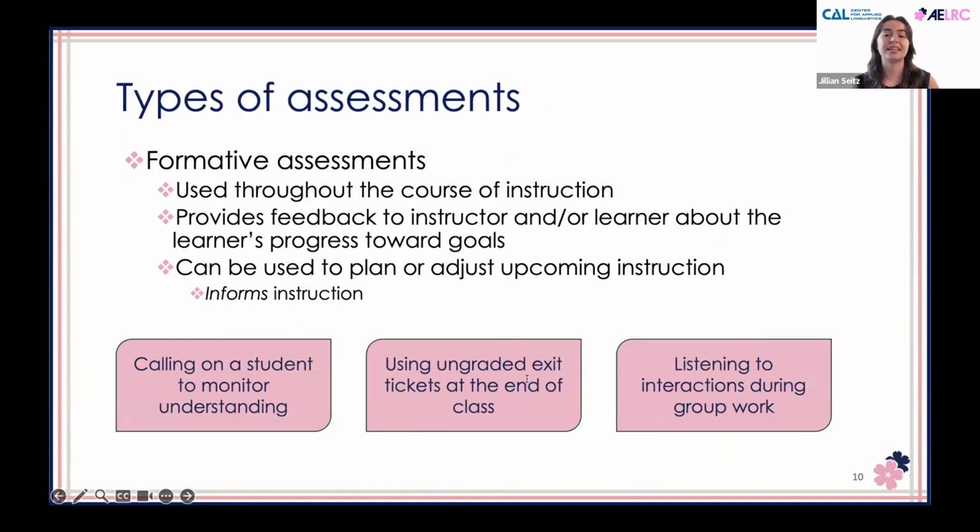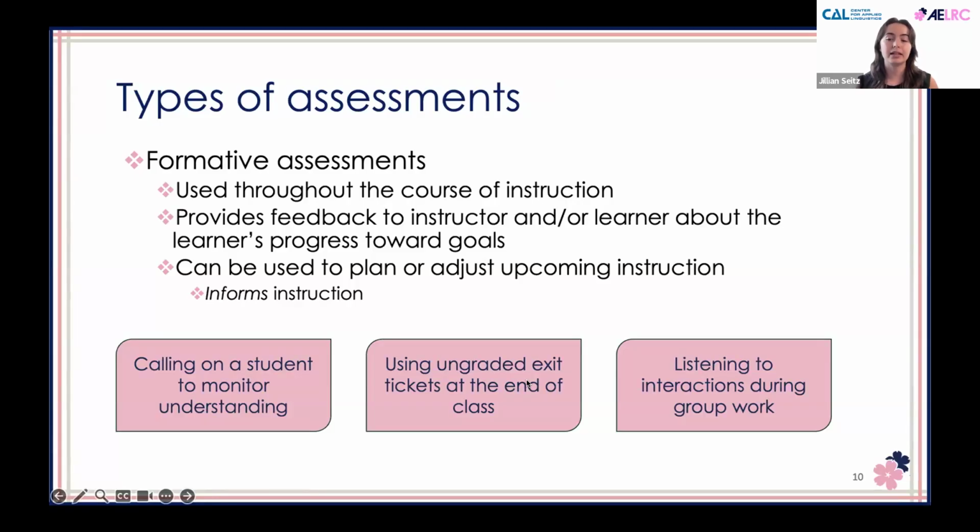Before we go on, let's consider some different kinds of classroom-based assessments that exist. We use the term formative assessment to refer to assessments used throughout the course of instruction to provide feedback on learner progress towards goals. Formative assessments are often used to plan for future instruction. We call them formative assessments because they inform instruction.